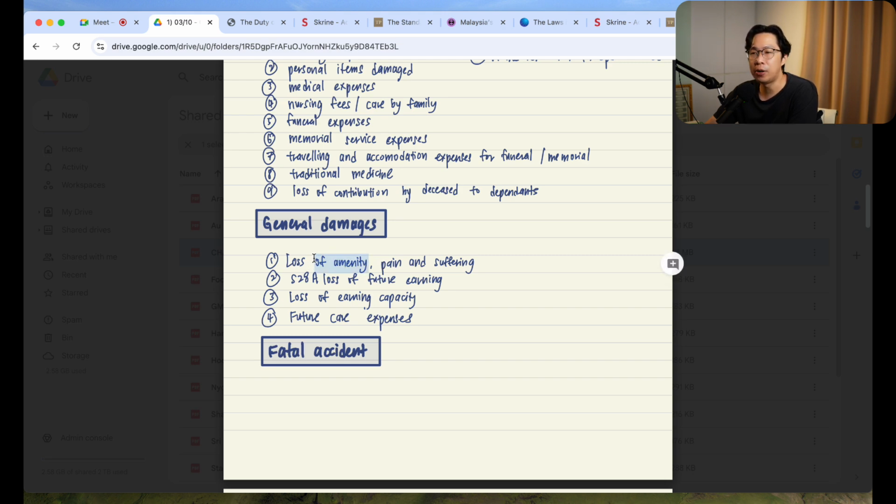Loss of amenity. You were a marathon runner and you love running, but because of the accident, you have to amputate your leg. So now you cannot run. So you lost the enjoyment of running. So there is no value to it.